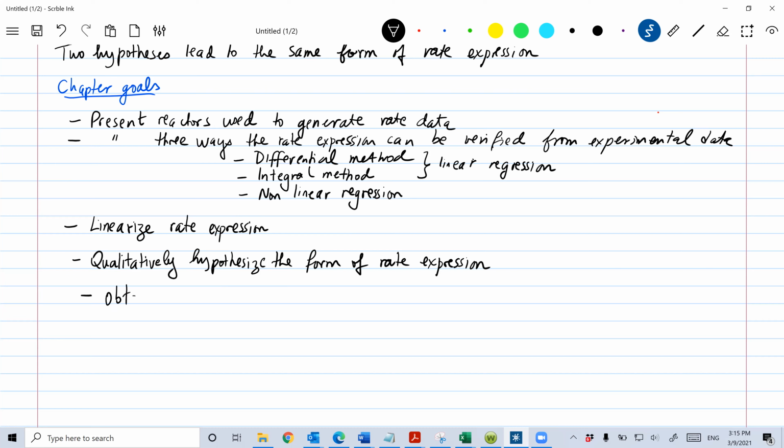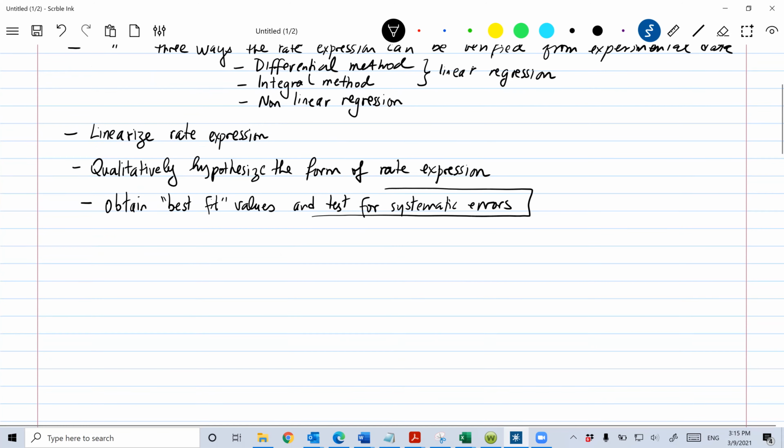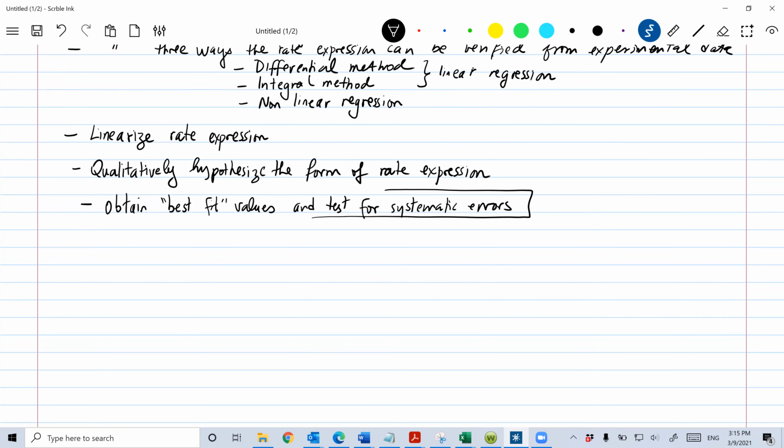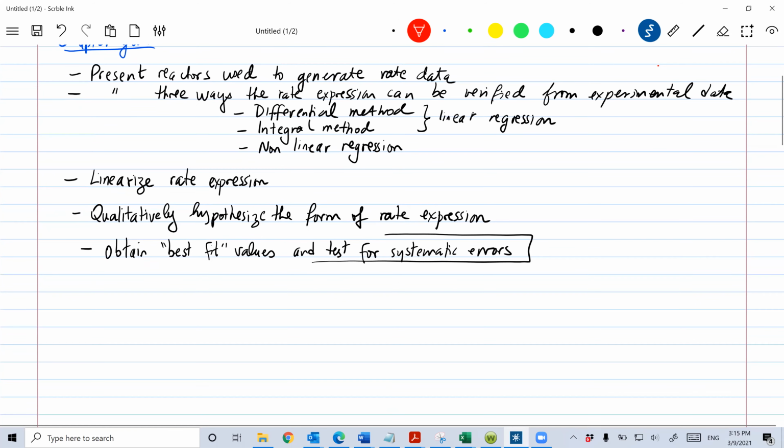So the idea is to obtain best fit values and test for systematic errors. This one we'll actually do on Thursday. We won't do that today. Okay, so these are the things that we'll be doing. This is what the goals of this chapter in the book are.